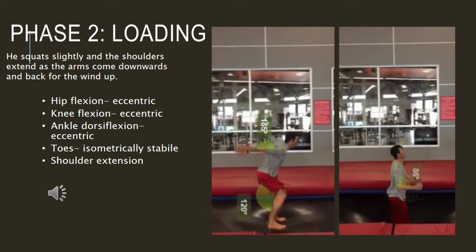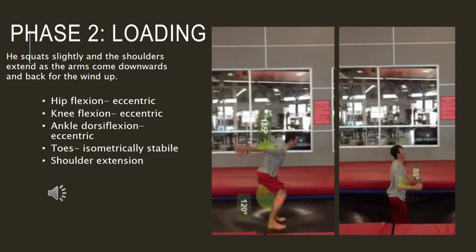Here we have hip flexion, which is eccentrically done by the hamstrings and glutes, serratus, tensor fasciae latae, iliopsoas, rectus femoris, and pectineus. We also have knee flexion, which is also eccentrically done by the serratus, popliteus, semimembranosus. We have ankle dorsiflexion, which is eccentric. His toes are isometrically stable, and there's shoulder extension using the teres major, pectoralis major, pectoralis deltoid, latissimus dorsi.